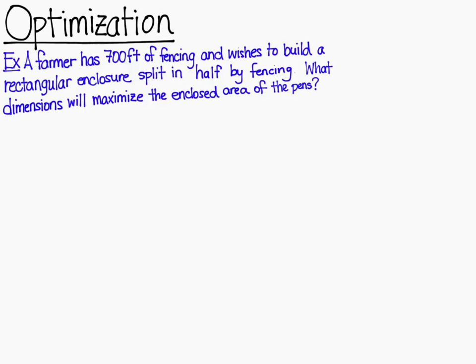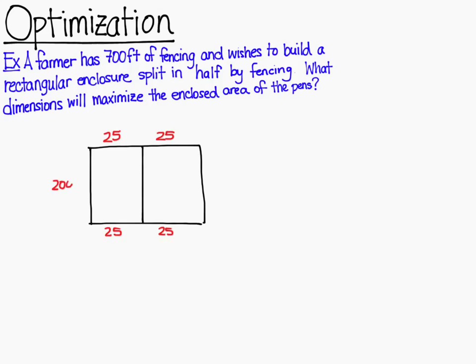So the first step with these optimization problems, as always, is to draw a picture. So here's my pen split into half. Notice that if I made some guesses at the lengths of each of the sides of the pens, I could guess that the long ends are each 200 feet and the short ends are each 25 feet. In this case, I would get each pen having a dimension of 1,000 square feet.